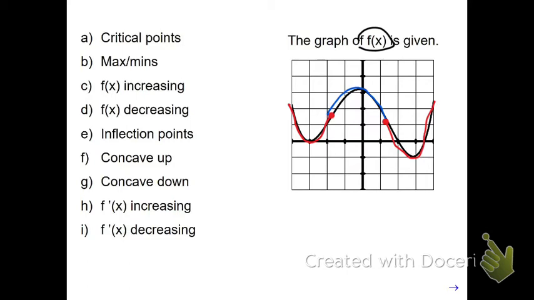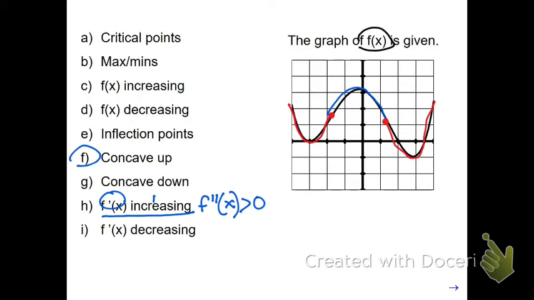All right, H and I. F of x increasing, remember that's a derivative of a derivative, so that's second derivative positive, and that's really the exact same thing as part F, concave up. It's all the stuff in red. And part I, F prime decreasing.